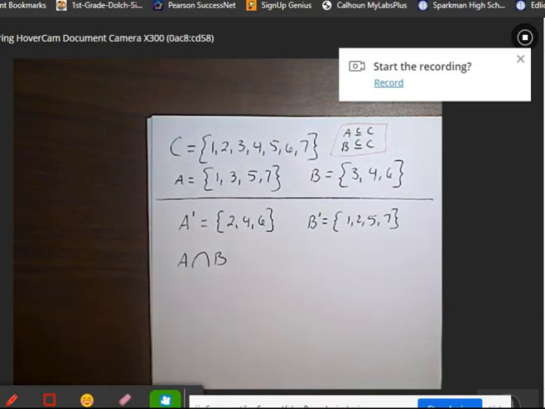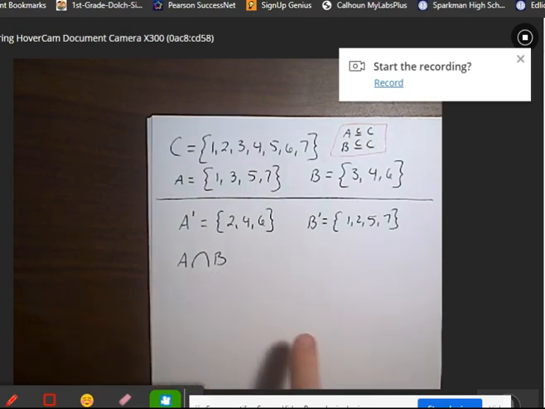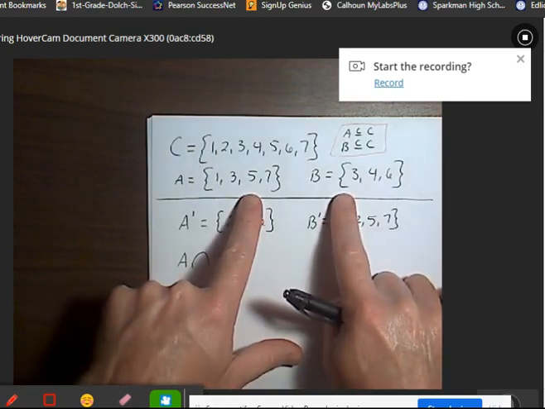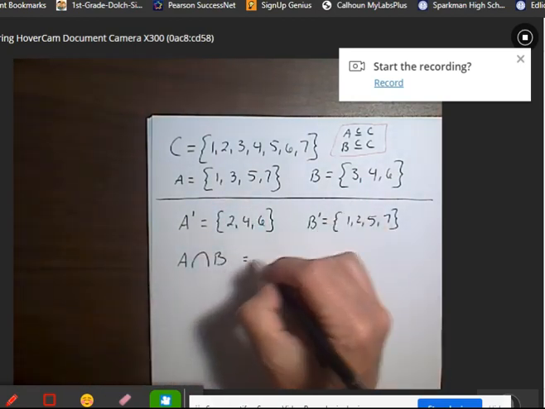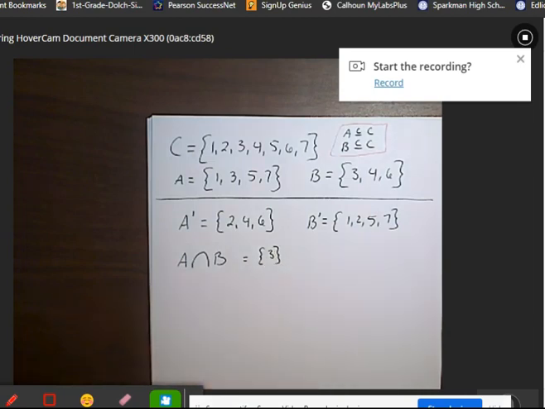Okay, and then we'll do A intersection B. Again, intersection is just what they have in common. So then you go back to A and B. In this case, all they have in common would be 3. So it would just be that one number that would be there.